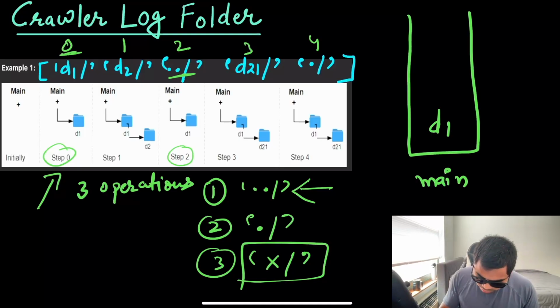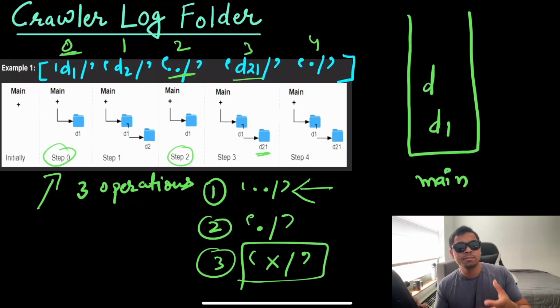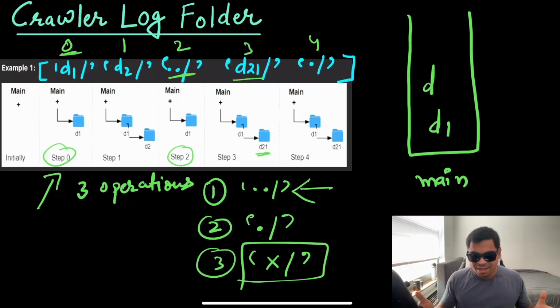Now if you see in step 3, we are going from D1 to D21. So we will again push onto the stack. I'll be using an array to perform these operations: push, pop, and I think one is peek. So these are the 3 operations in a stack. We will come across these when we do the implementation. I should have started the video like that, but I'm assuming you're already familiar with stack operations, which are push, pop, peek.